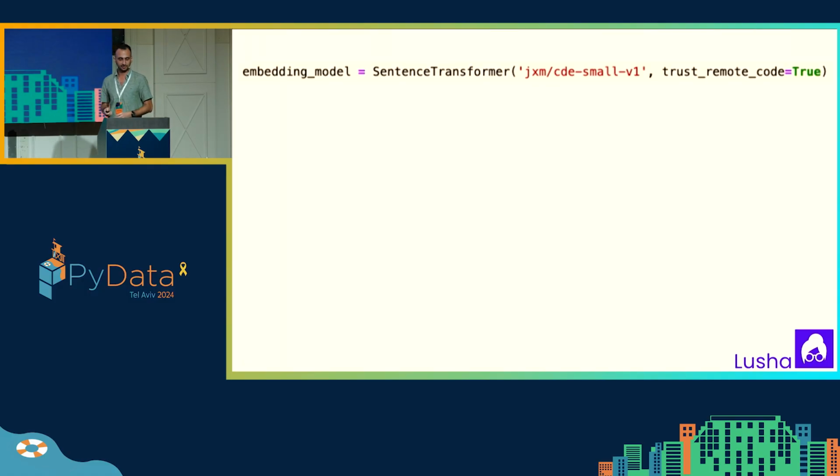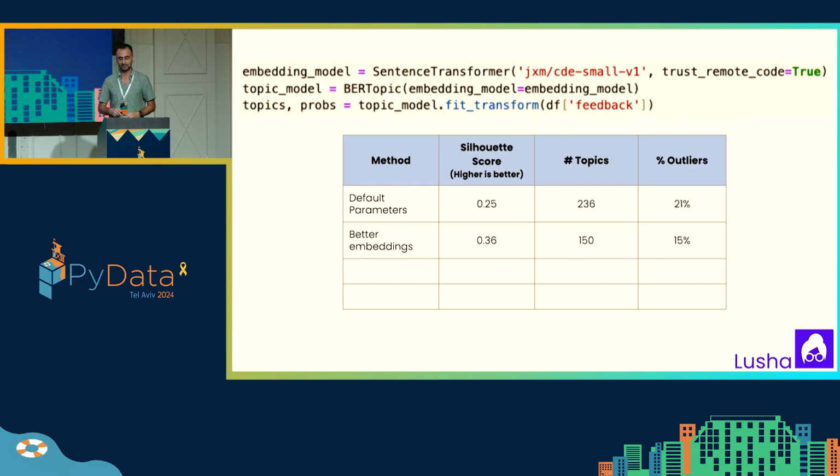But using this model, you create an embedding model using the sentence transformer package, this time explicitly, and you pass this embedding model into the creation of the BertTopic model. And the rest is the same. You fit it to your data, and you get a topic model which is fitted to your data. And this time, we get a significantly better result. The silhouette score is higher, the number of topics is lower, and the percent of outliers is lower as well.